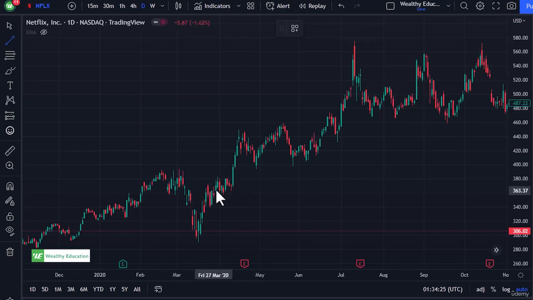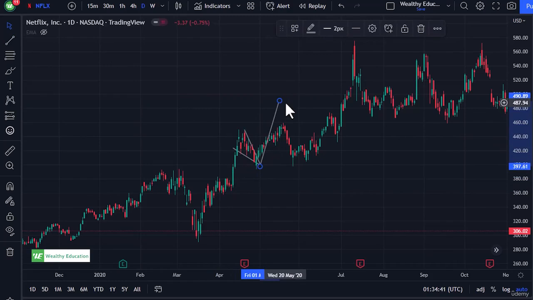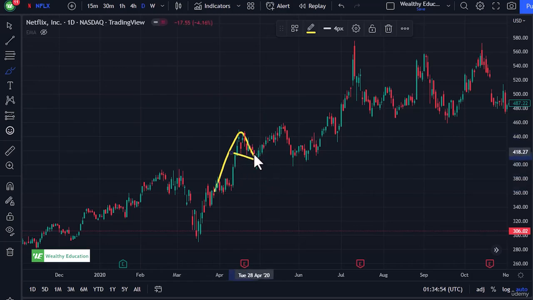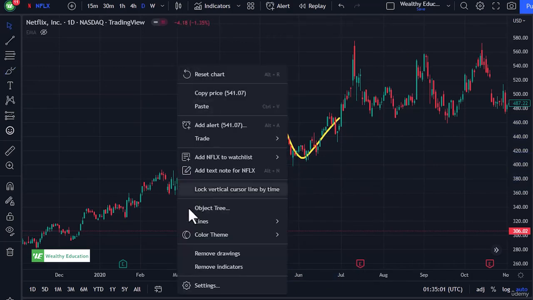Here in Netflix, you can make an argument for a pennant here. So we broke above the top of the pennant and we did get our target. Now it pulled back, it took a little bit. Interestingly enough, in this example, notice that once it broke through this, it actually became a W pattern or a double bottom. So kind of an interesting look there.